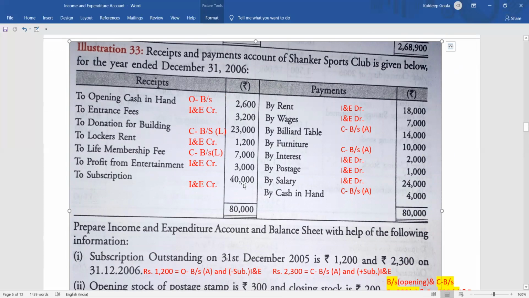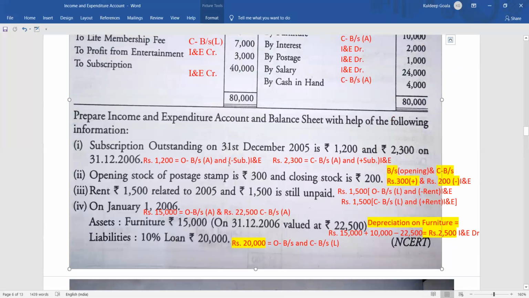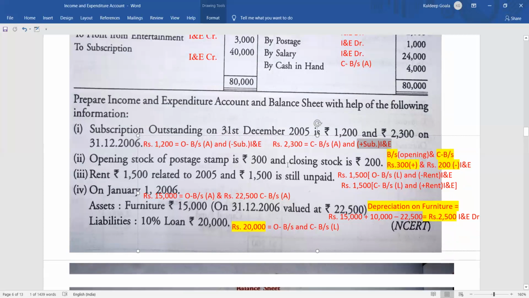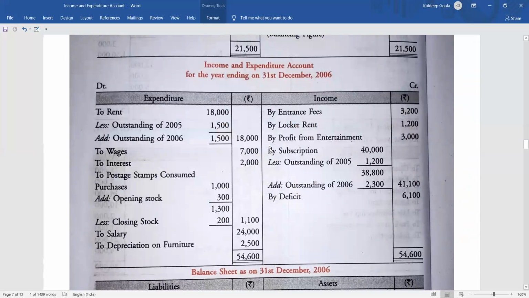So subscription, what is that? 40,000, right? And what is the adjustment? We can see that in the income expenditure account, we have to deduct 1,200 rupees. We have to deduct from the subscription, right? In the income expenditure account, and this 2,300 will be added in the income and expenditure account because it is related to current year. So let's go for that. By subscription, first of all, it should be subscription. They have given it in a later part, no problem. You must write it first.